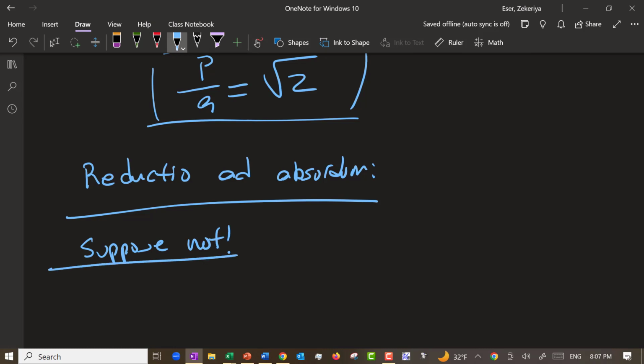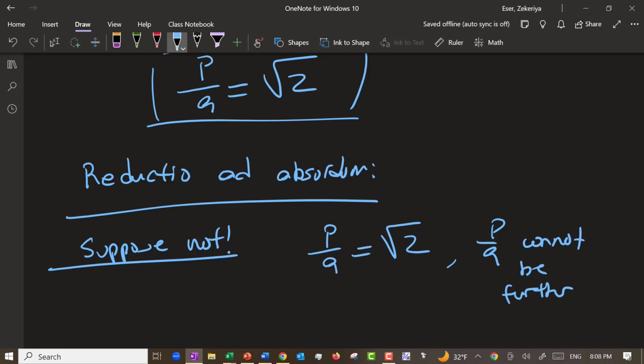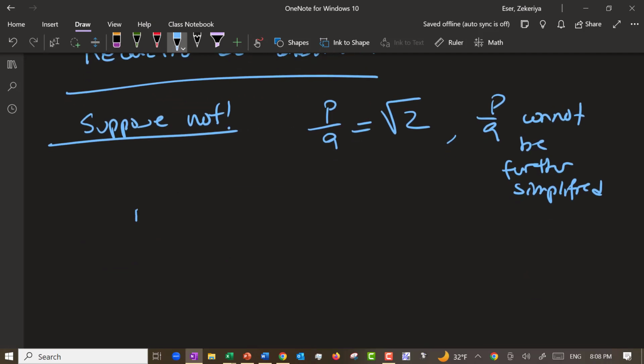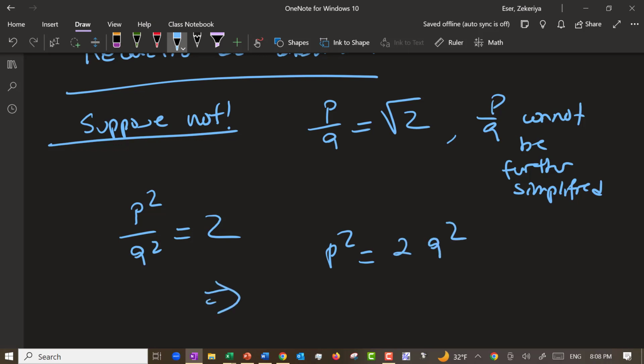Suppose there do exist, remember that. That means P over Q is equal to square root of 2, and assume that that ratio is irreducible. For example, 2 over 4 is reducible to 1 over 2. Right? And P over Q cannot be further simplified. If it could, then simplify it, and at some point you're going to reach a ratio that cannot be further simplified. Okay, if that's the case, square both sides. P squared over Q squared is equal to 2, right? That means P squared equals 2 times Q squared. That means P is even.